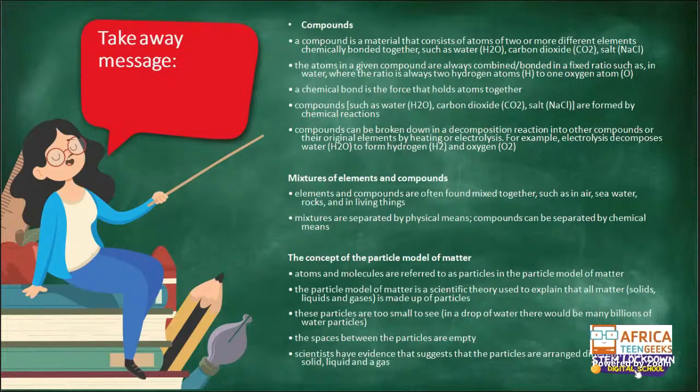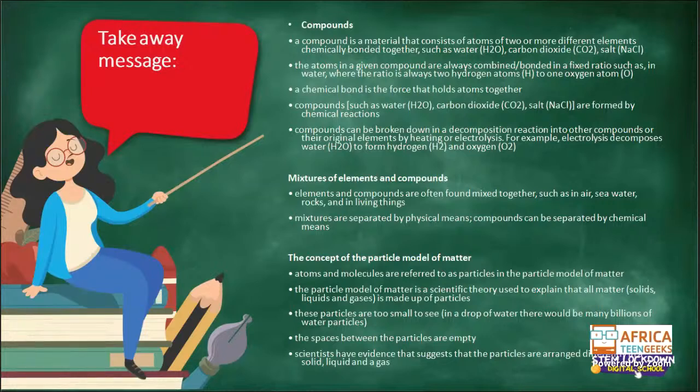All right. We also looked at mixtures of elements and compounds. What we are simply saying is that elements and compounds are often found mixed together, such as in air, seawater, rocks, and living things. So we say mixtures are separated by physical means. Compounds can be separated by chemical means.